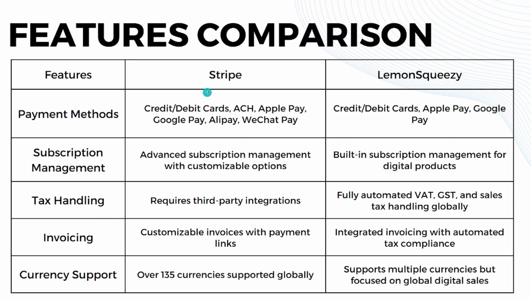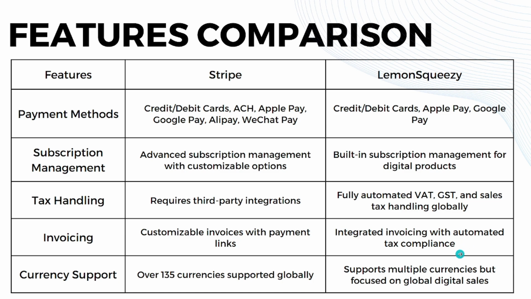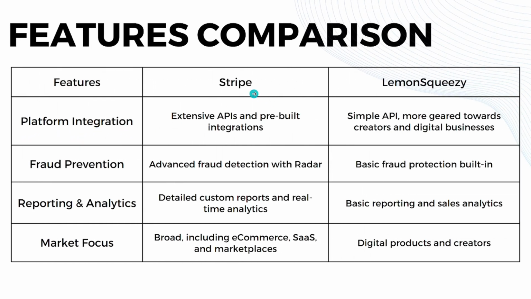And for invoicing, Stripe has customizable invoices with payment links, while Lemon Squeezy integrates invoicing with automated tax compliance. For currency support, Stripe supports over 135 currencies globally, while Lemon Squeezy supports multiple currencies but focuses only on global digital sales. When we talk about platform integration, Stripe has extensive APIs and pre-built integrations, while Lemon Squeezy has simple API integration but is more geared towards creators and digital businesses, which is good.